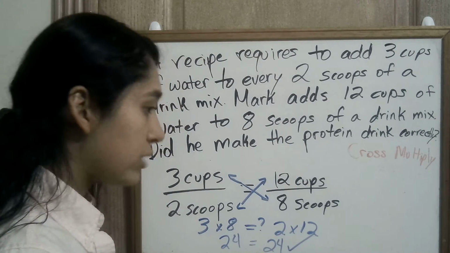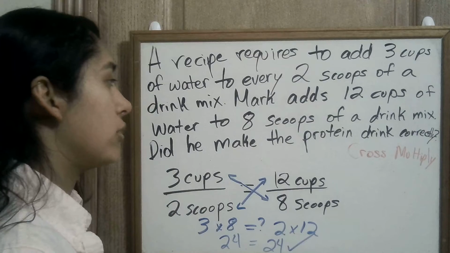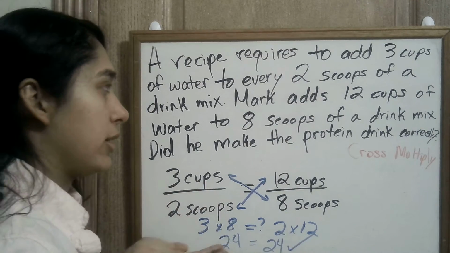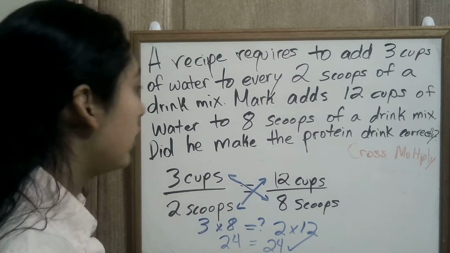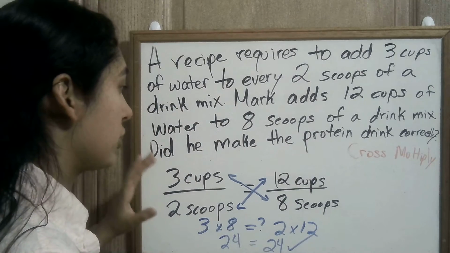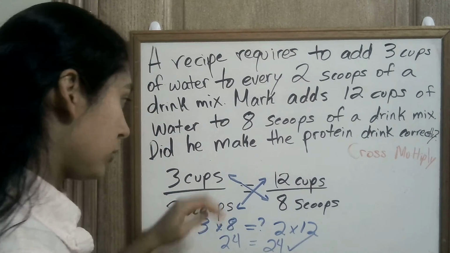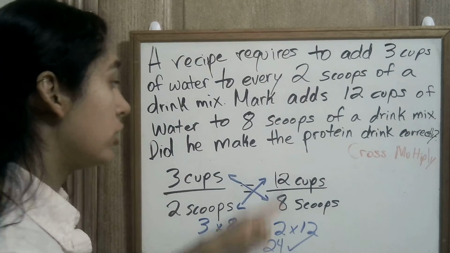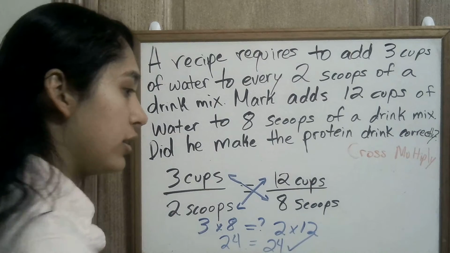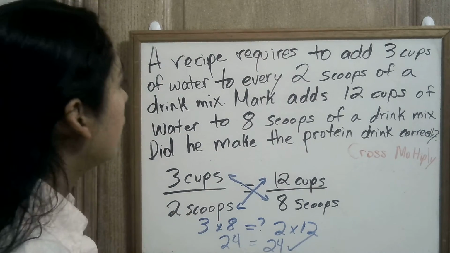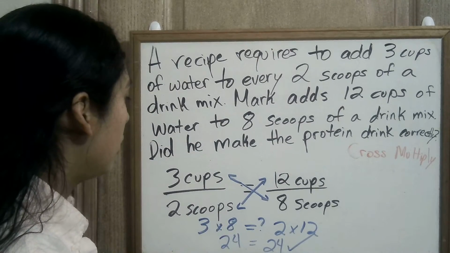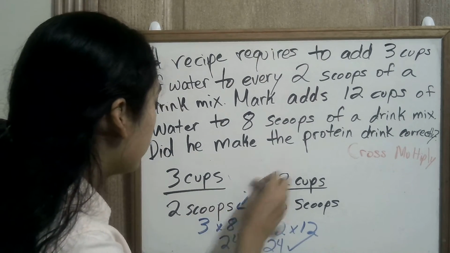Okay, so let's take this a step further. Mark did the protein shake correctly, so what? Now that we understand the underlying concept of proportions, we can solve for unknowns. Yes, this is starting to be more like pre-algebra. This is where it becomes more power to you. So let's just use the same example for right now. Let's say we know the recipe.